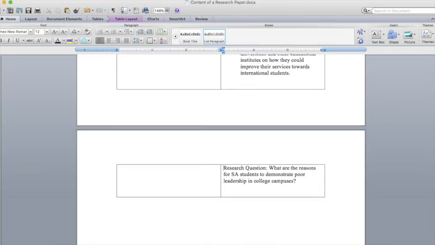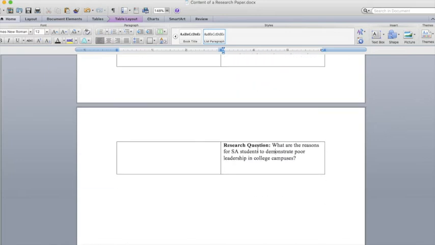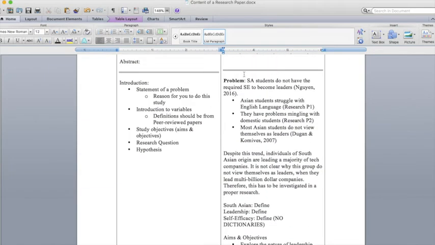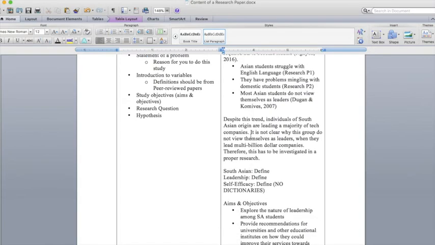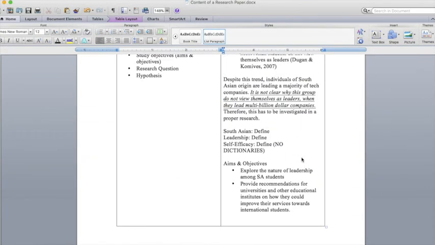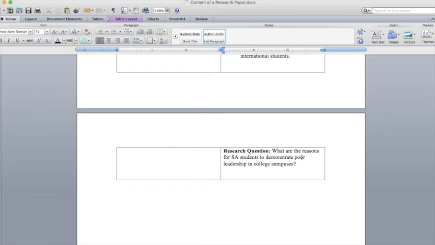So this is the main research question that I have. What are the reasons for South Asians to demonstrate poor leadership in college campus? As a byproduct of this, I am finding why these people have come up with these findings and why exactly some individuals are capable of leading these massive corporations while others cannot. So this is something that I had to find from my research.